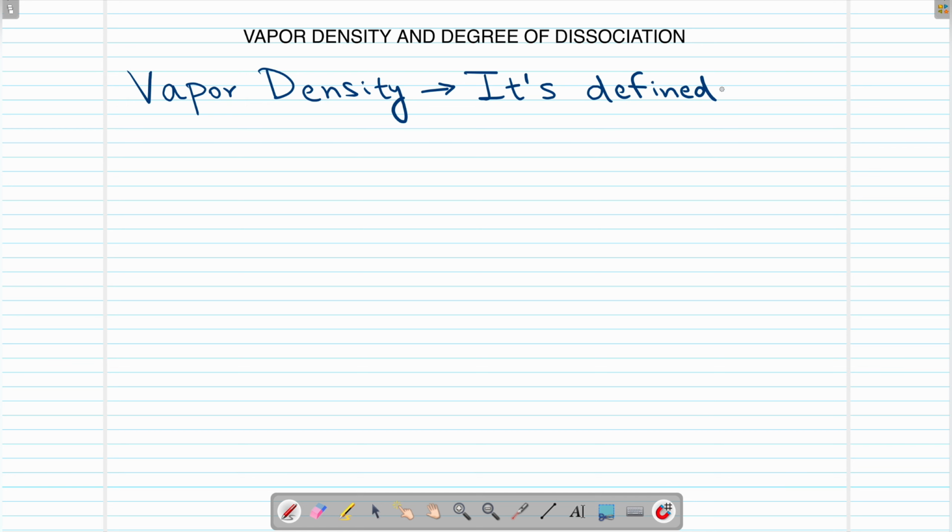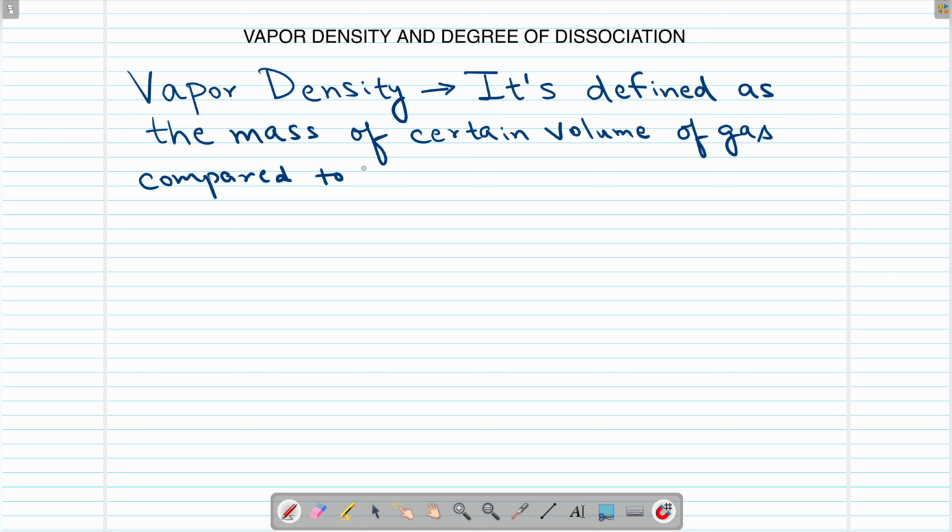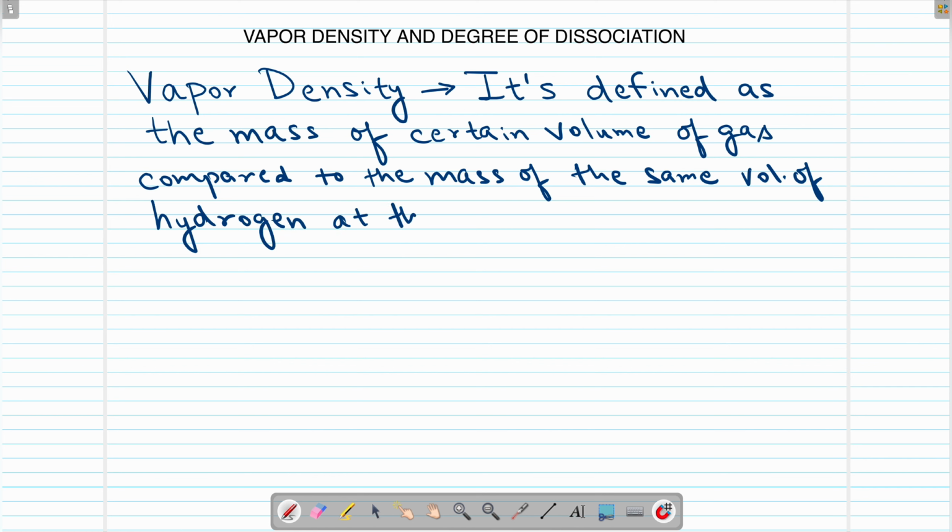It's defined as the mass of certain volume of gas compared to the mass of the same volume of hydrogen gas at same pressure and temperature.